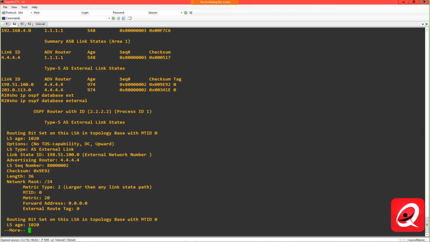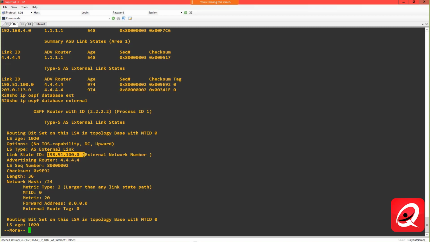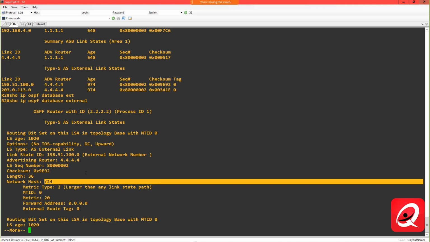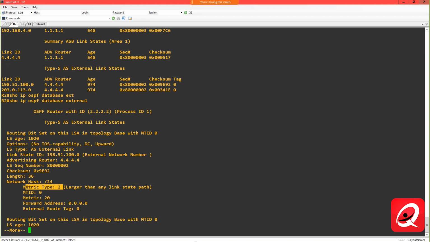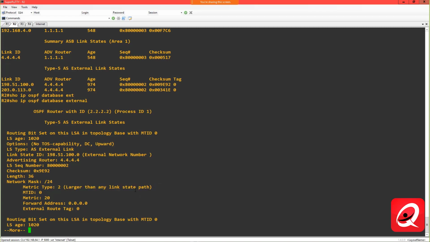All right. So the originating router or the advertising router is the router ID. This is the network ID of the prefix that's being redistributed. This is the prefix length or the subnet mask for that. All right, the metric type is coming in as 2. And notice they've made a note here. It's larger than any link state path, which would indicate that the metric for this particular route is not necessarily efficient. But because we're sending it in as a type 2, it doesn't really matter. All right, I'll get into that in more detail later on.